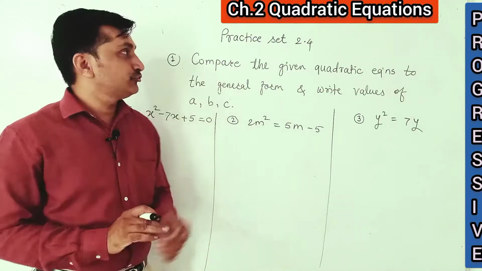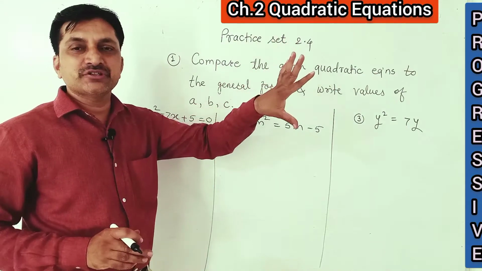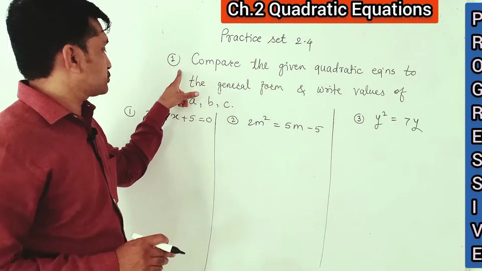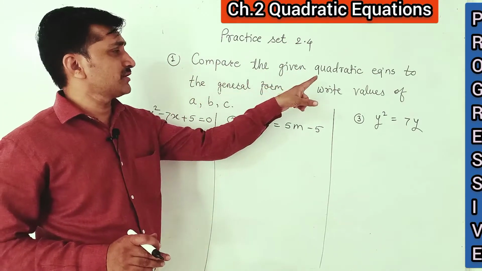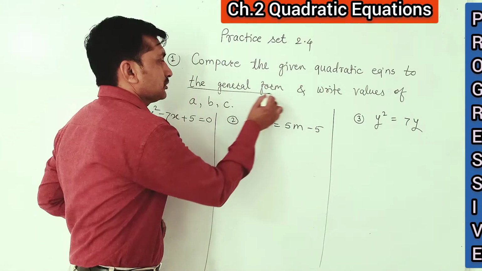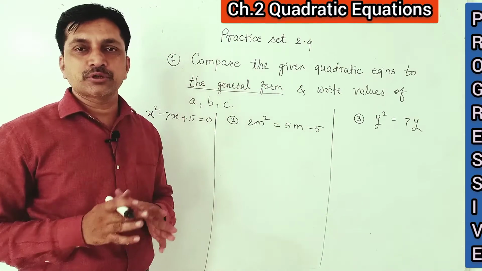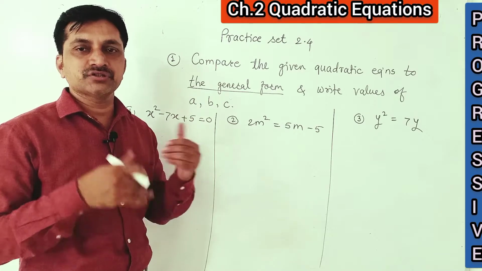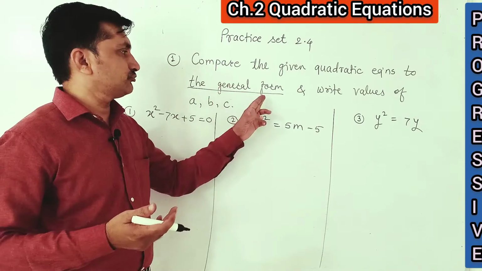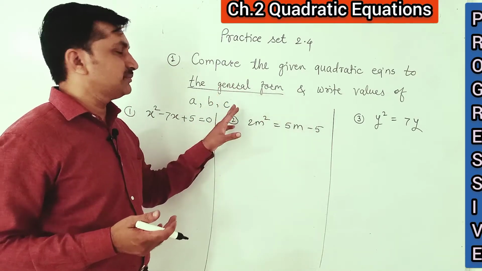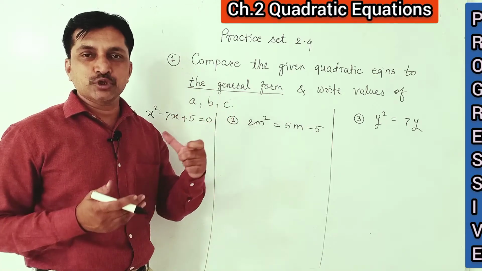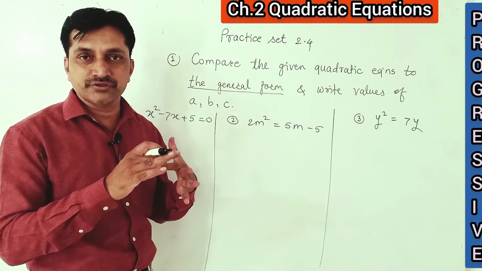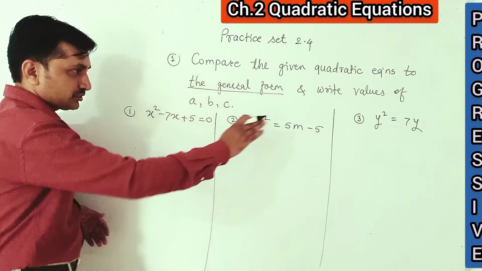Now, practice set 2.4 is based on the formula method. The first question is, compare the given quadratic equations with the general form, ax square plus bx plus c. If the variable is changed, we can change the general form accordingly, and write the values of abc. a is the coefficient of x square, b is the coefficient of x, and c is the constant. Here three examples are given.